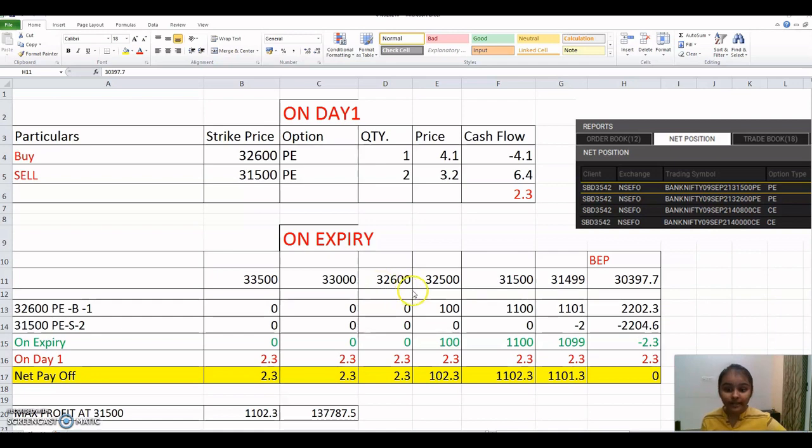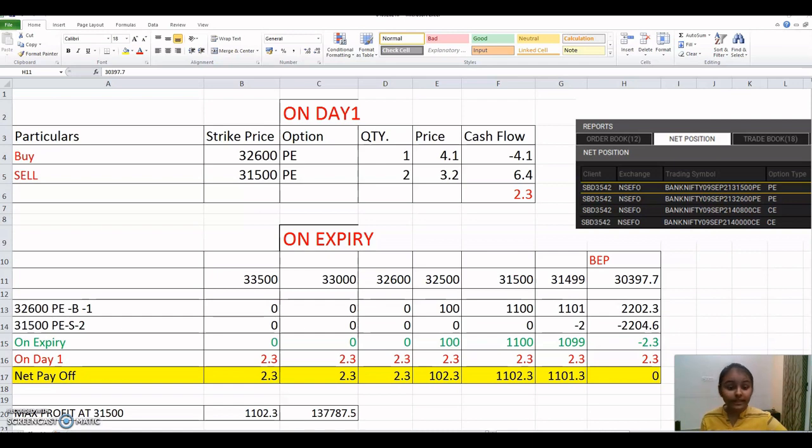But friends, if the market is 32,500 on the day of expiry, from this position 32,600 put buy, we are going to receive, because the market is below 32,600, we are going to receive 100 rupees. And from this position 31,500 put sell, we are not going to pay anything because the market is not below 31,500. So on expiry, if the market is 32,500, we will receive 100 rupees. On day 1, we have received 2.3 as cash flow. So the net payoff is 100 plus 2.3, which is 102.3.